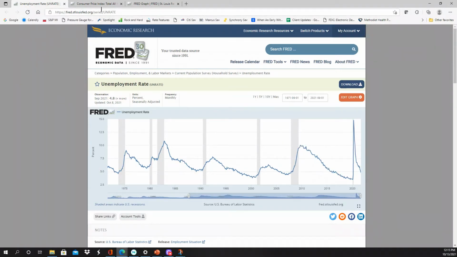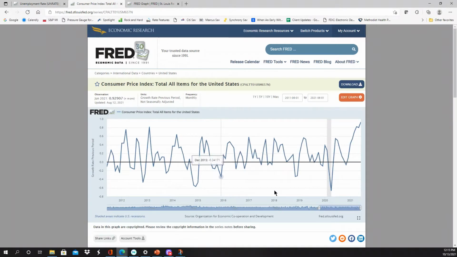So full employment is one aspect of interest rate management. The other aspect is inflation and price stability. When we look at the consumer price index, we know that a lot of conversation has occurred around that recently about it being transitory, whether or not it's sustainable.